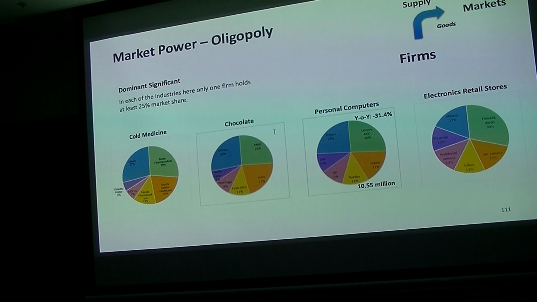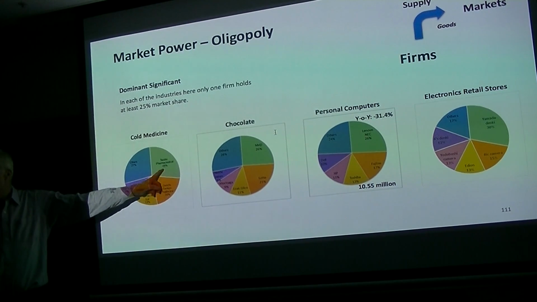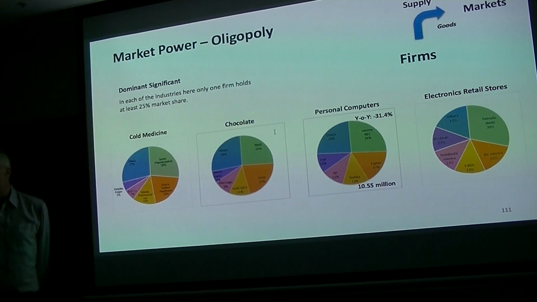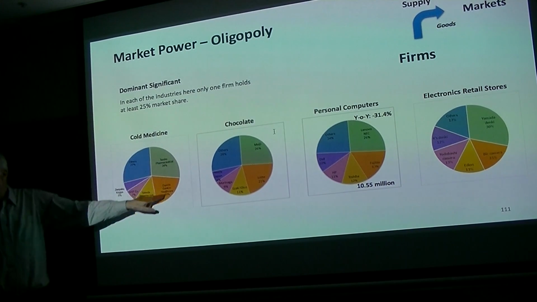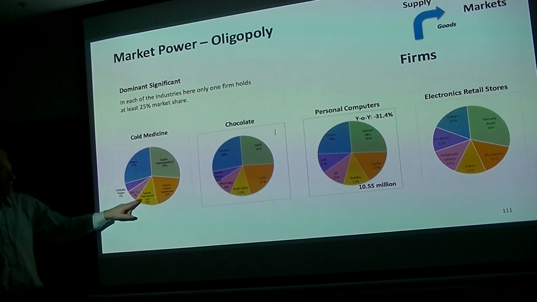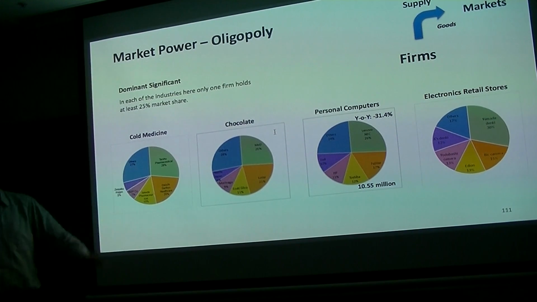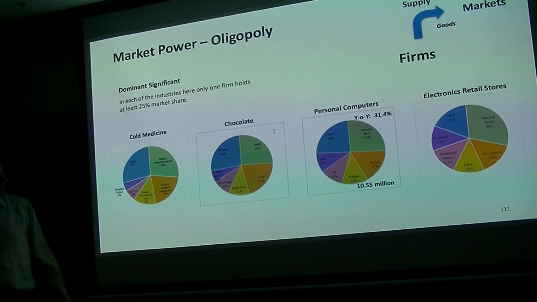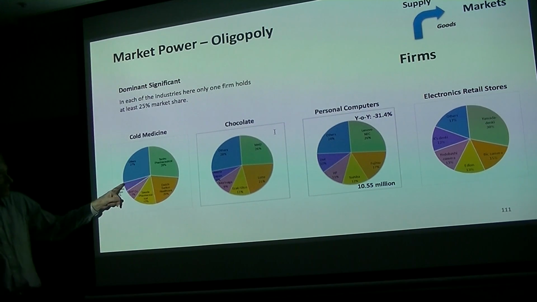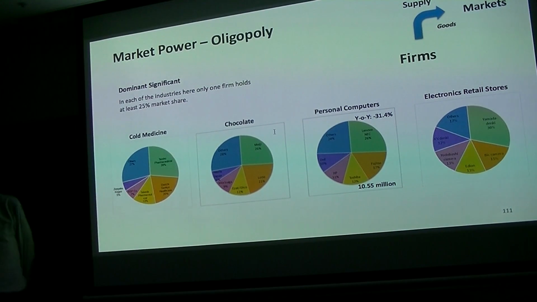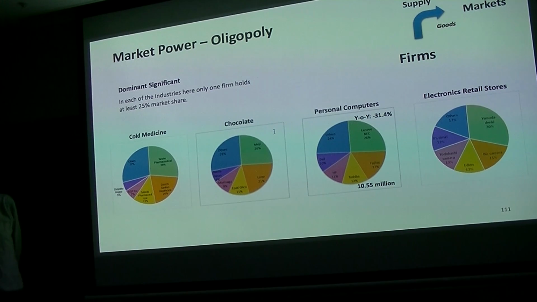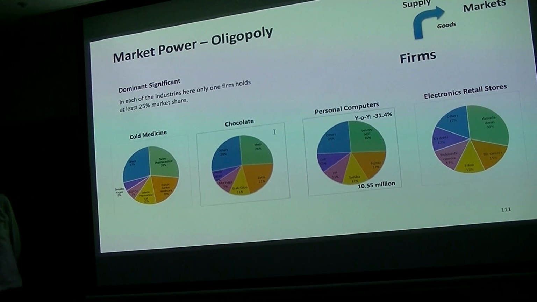We've got medicine, chocolate, personal computers, electronics, retail stores. The cold medicine, of course, is a pretty competitive market. All you've got to do is go to the store, any pharmacy, and there are lots and lots of products out there. And again, this barely even qualifies as an oligopoly. These firms have a 73% market share, but it's a bit fragmented. The biggest firm is only 28%.